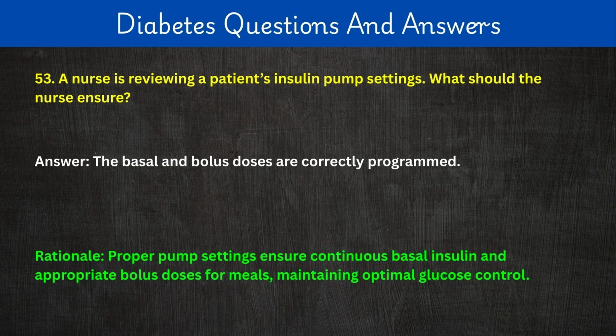53. A nurse is reviewing a patient's insulin pump settings. What should the nurse ensure? Answer: the basal and bolus doses are correctly programmed. Rationale: proper pump settings ensure continuous basal insulin and appropriate bolus doses for meals, maintaining optimal glucose control.